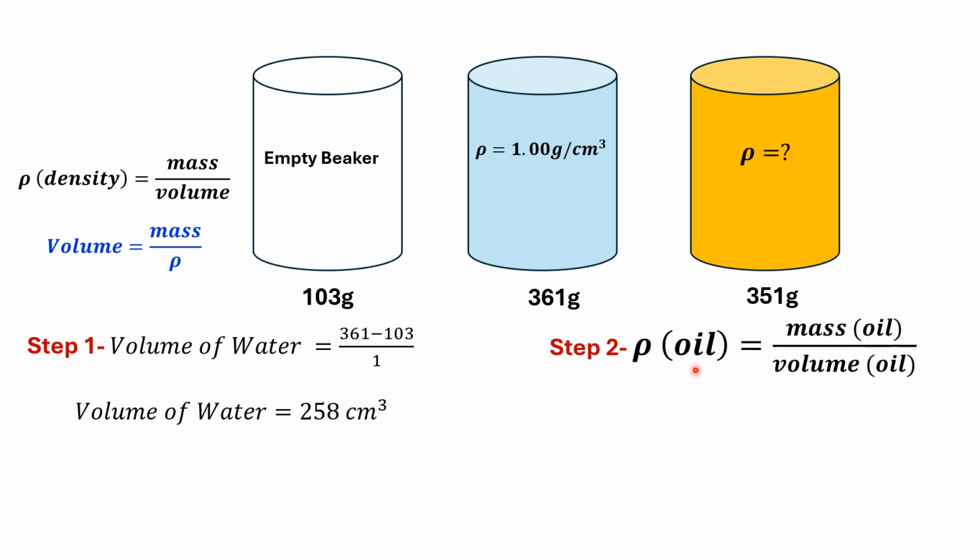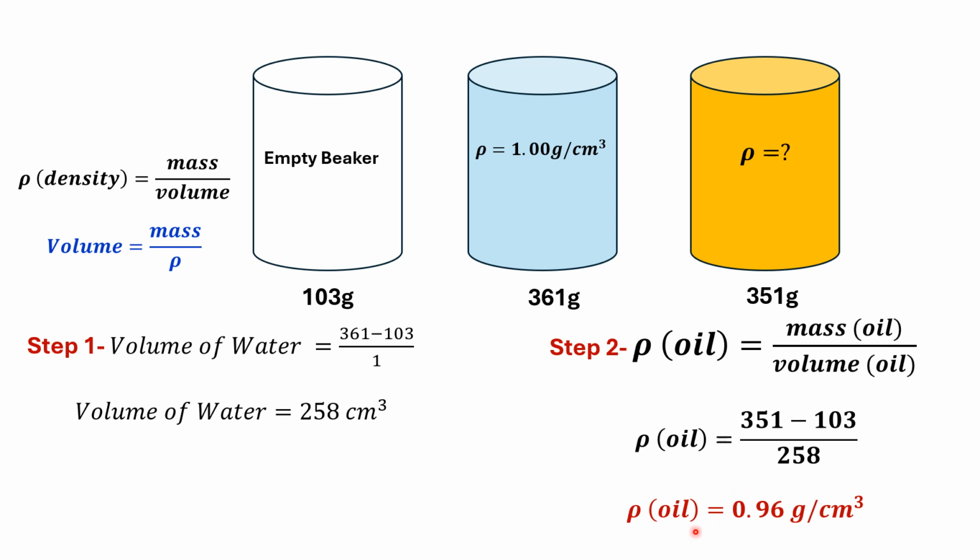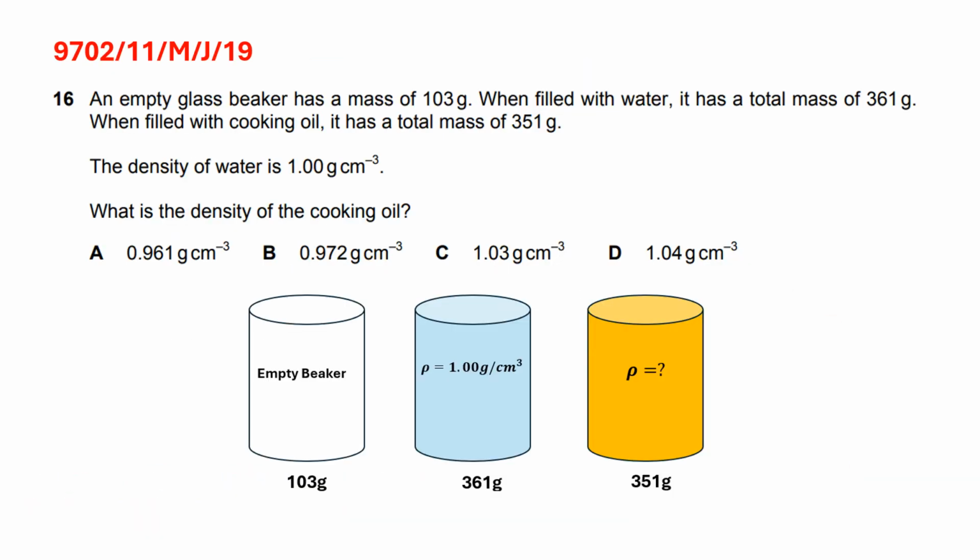Now the second step is to calculate the density of the oil. So again, the mass is the difference between the beaker filled with oil and the empty beaker, divided by the volume of the oil, which is the same as water. So plug these values into the formula, and the density of the oil is 0.96 grams per cubic centimeter. So the answer is option A.